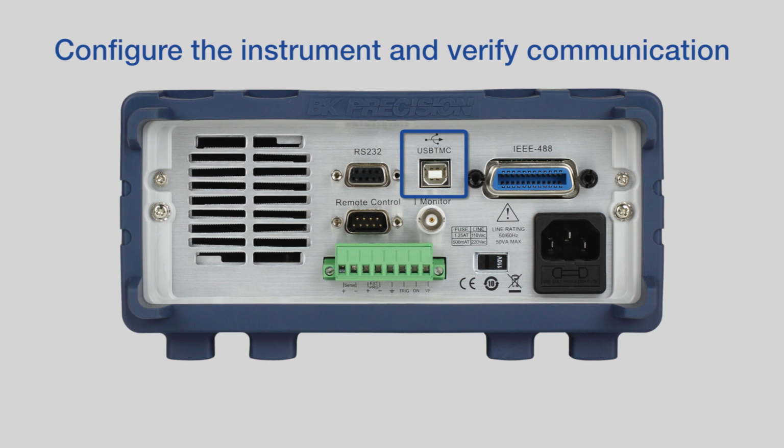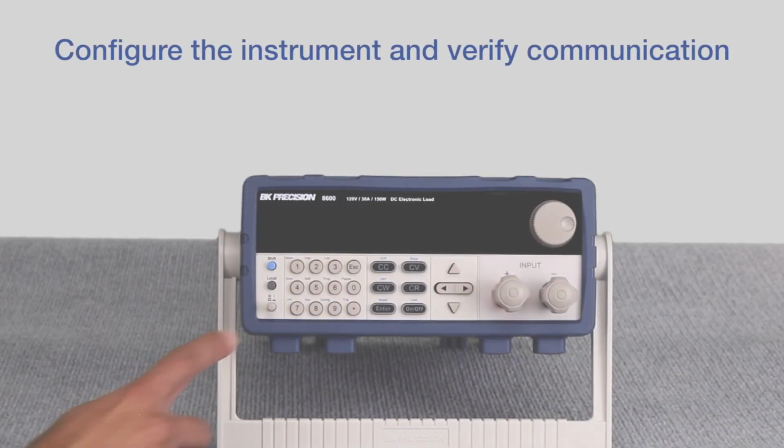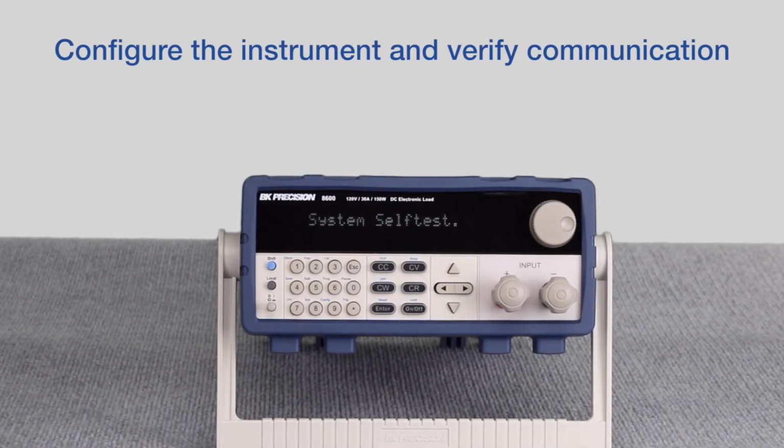On our example 8600, the USB-TMC port is located on the rear of the instrument, labeled USB-TMC as shown here in blue. Plug the Type B side into the rear of the 8600, and plug the Type A side to an available USB port on your computer. With the USB cable connected, power on the instrument.